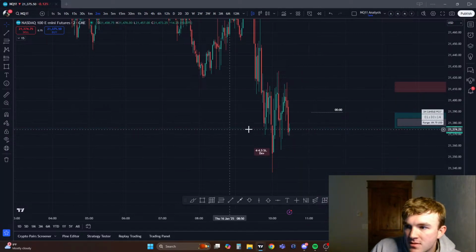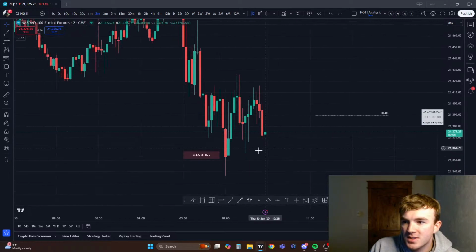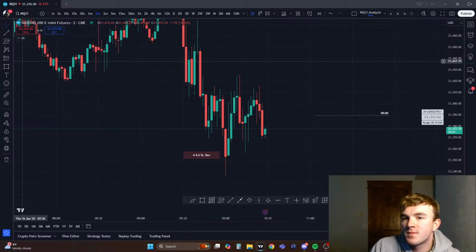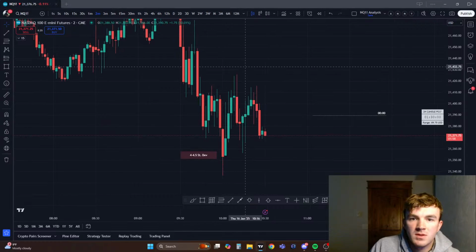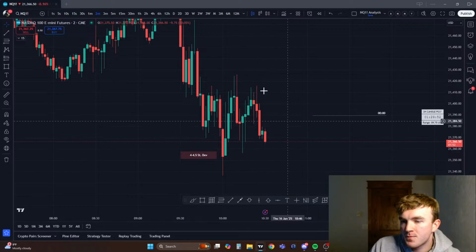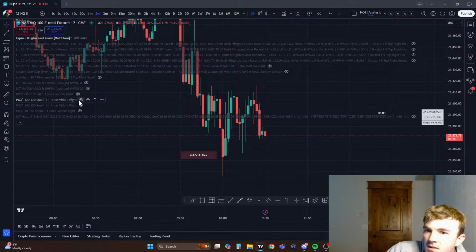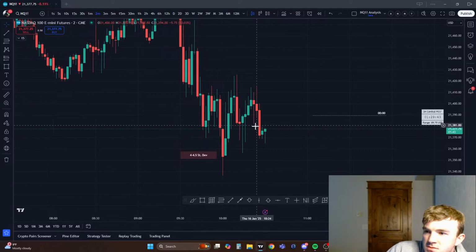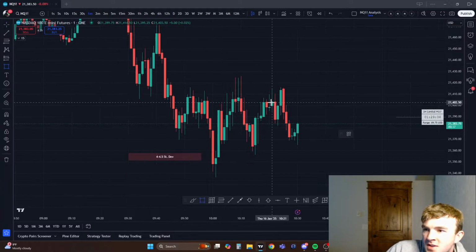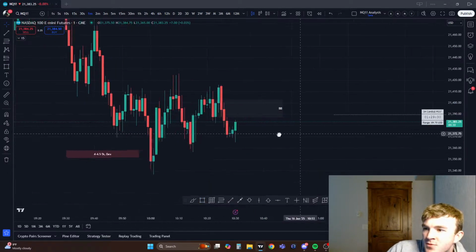Which chart can you see? This chart? Okay. What I'm basically saying is, this is a decent looking breaker block, and it's overlapped with midnight.